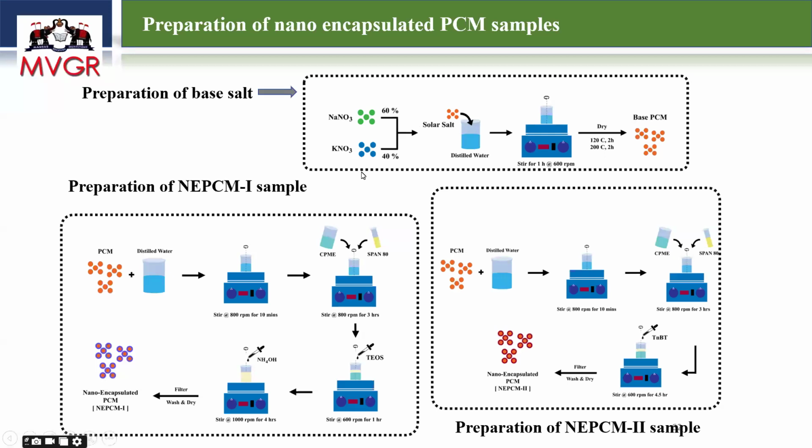Here I'm taking one phase change material. That material is a salt, sodium nitrate and potassium nitrate, a mixture of 60% and 40%. Usually we call this solar salt. Its melting point temperature is in the range of 220 degrees centigrade, so this is for medium temperature applications.